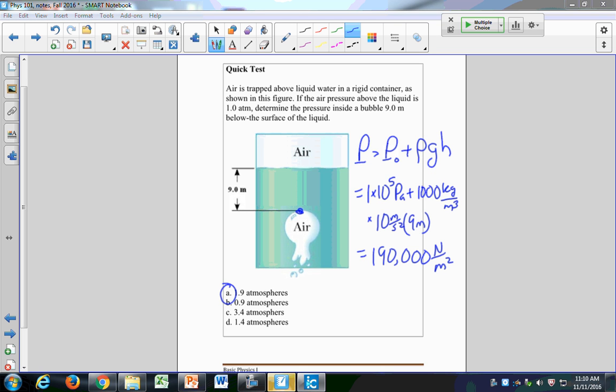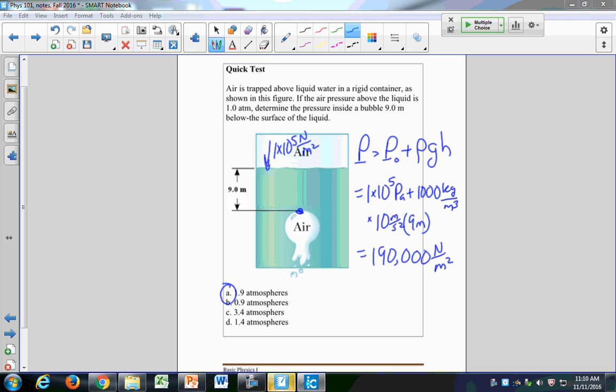But as I said, you can remember that at 10 meters, I have 1 atmosphere. So at 9 out of 10 meters, I have 0.9 atmospheres. But then you have to include also the pressure due to the air above this that is pushing down with 1 times 10 to the 5th newtons per square meter, or pascals.